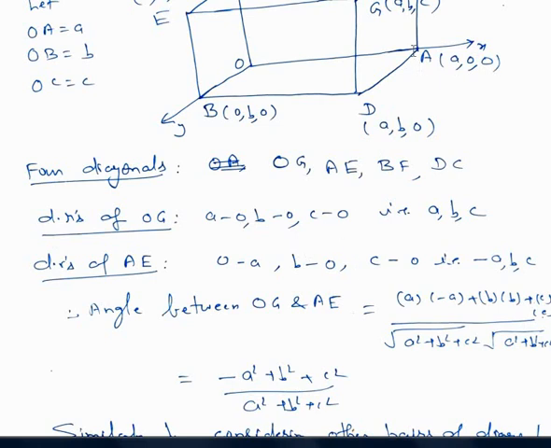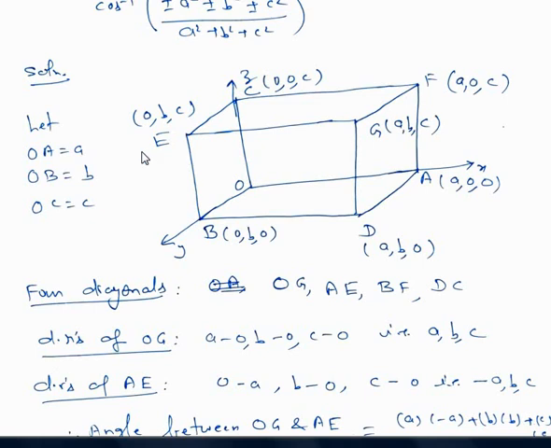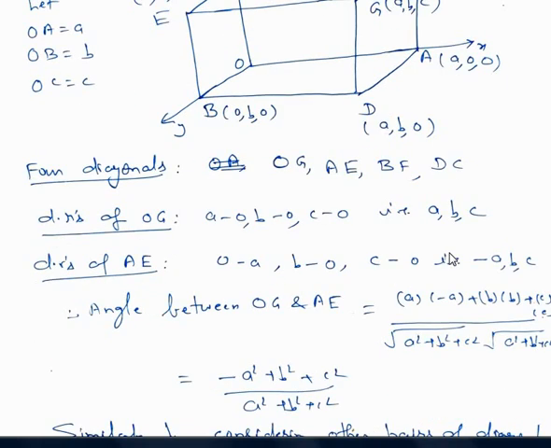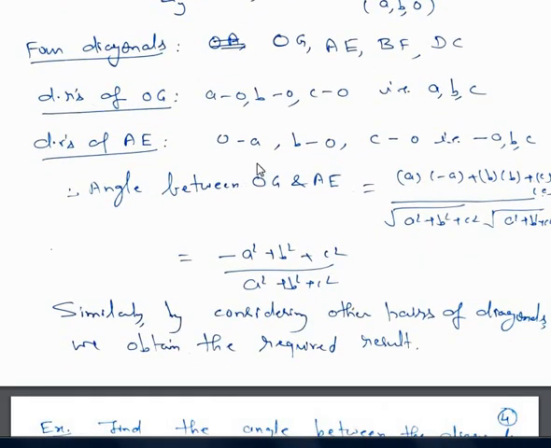Similarly, direction ratios of AE. What are the coordinates of E? 0, b and c. And coordinates of A are a, 0, 0. Therefore direction ratios of AE are 0 minus a, b minus 0, c minus 0, that is minus a, b and c. Now we can find the angle between these two diagonals OG and AE by using the formula (a1a2 + b1b2 + c1c2) upon √(a1² + b1² + c1²) into √(a2² + b2² + c2²).